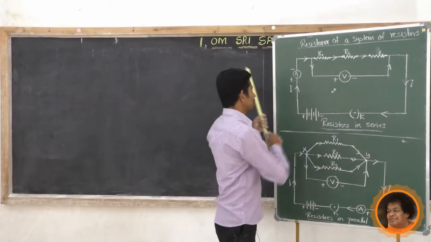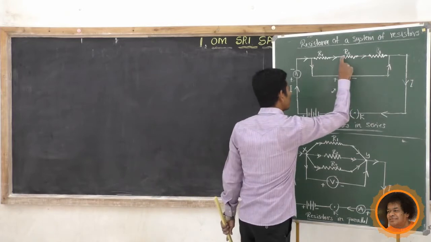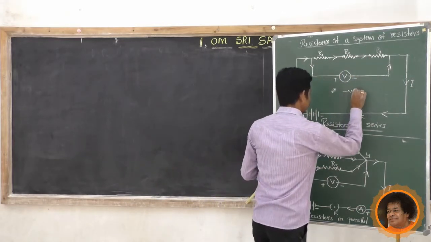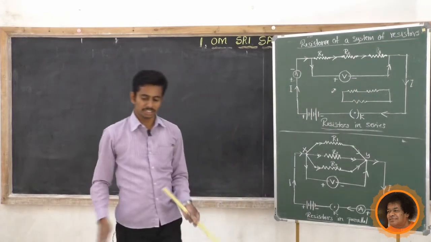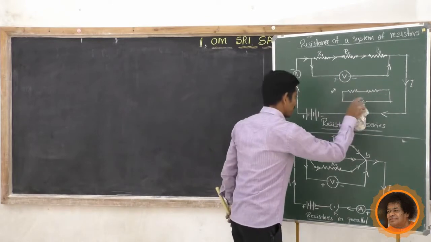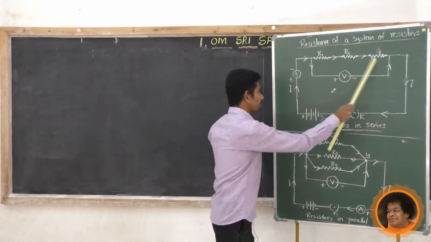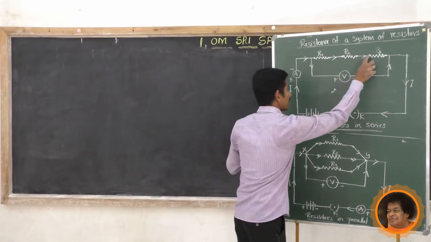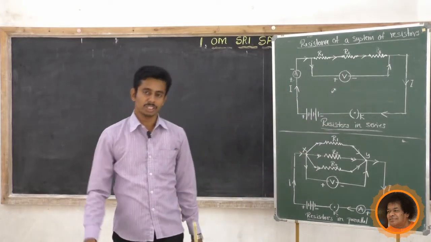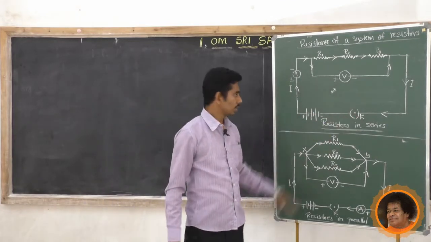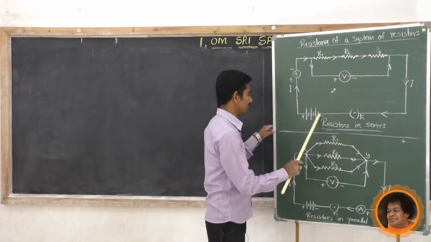If you look at the diagram, this type of connection is called resistors in series. Why is it called resistors in series? Resistors are joined end to end. If I connect the resistors in this way, is it resistors in series? No, because the resistors are not connected end to end. But this is an example for resistors in series. Why? 3 resistors are connected end to end. So this type of system is called resistors in series. So what is resistors in series? More than one resistor joined end to end is resistors in series.